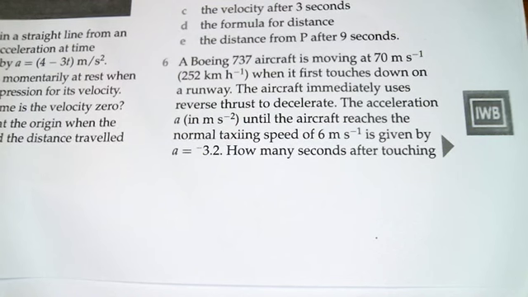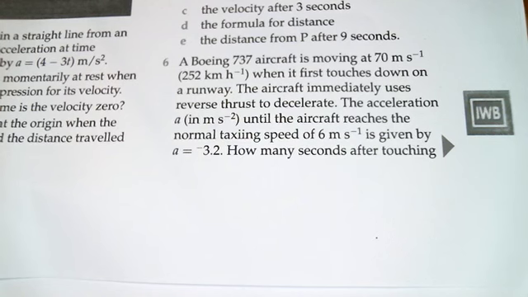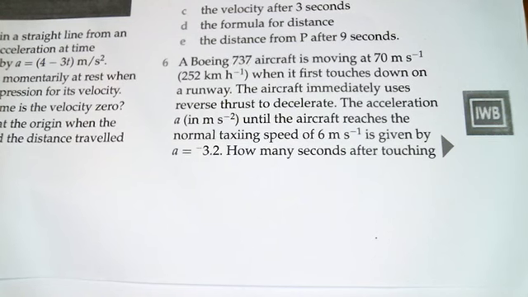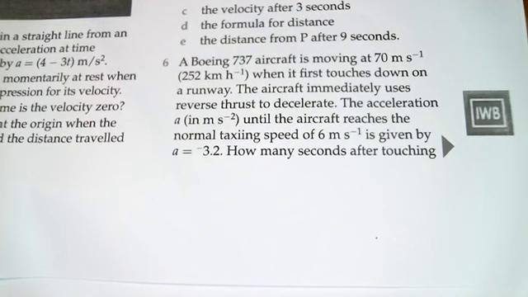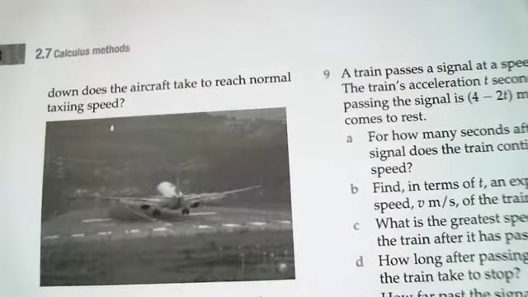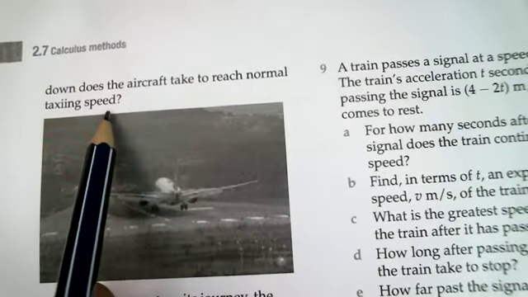Question 6 from 2303. It says a Boeing 737 aircraft is moving at 70 meters per second. When it first touches down, the aircraft immediately uses its reverse thrusters to slow down. The acceleration A in meters per second squared, until the aircraft reaches the normal taxiing speed of 6 meters per second, is given by negative 3.2. How many seconds after touching down does the aircraft take to reach normal taxiing speed?